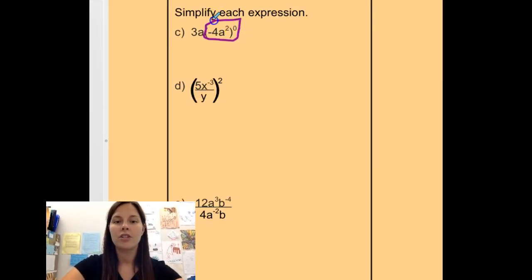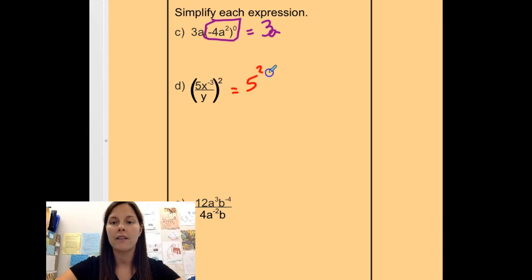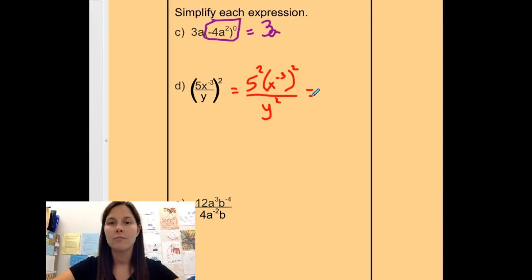This whole expression is being raised to the 0 power, and the rule for raising something to the 0 power is that it turns into 1. So we have 3a times 1, or just 3a. Here again, we're going to distribute that power on the outside, so we have 5 squared. We have x to the negative 3 squared, and we have y squared. Again, we could have moved that x to the negative 3 first. That order doesn't matter. You can do it before or after. 5 squared is 25. Multiplying those exponents together, we get x to the negative 6 over y squared.